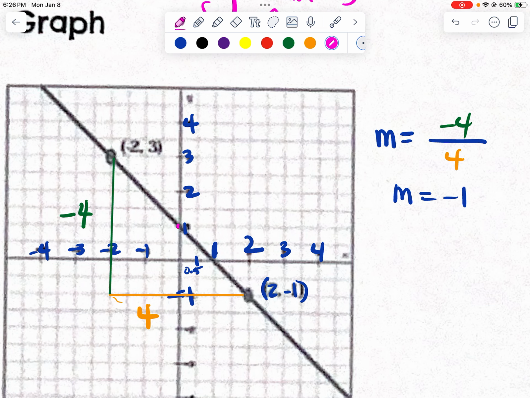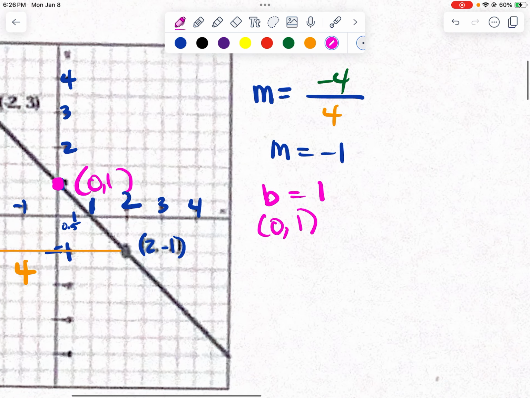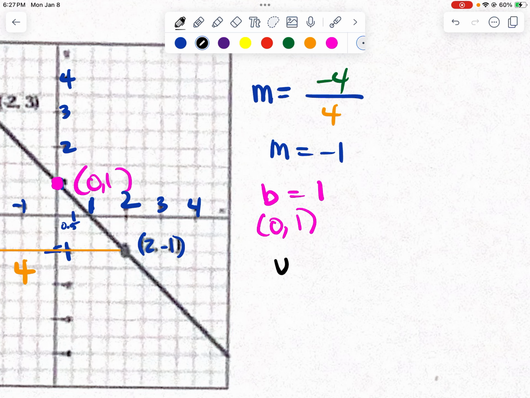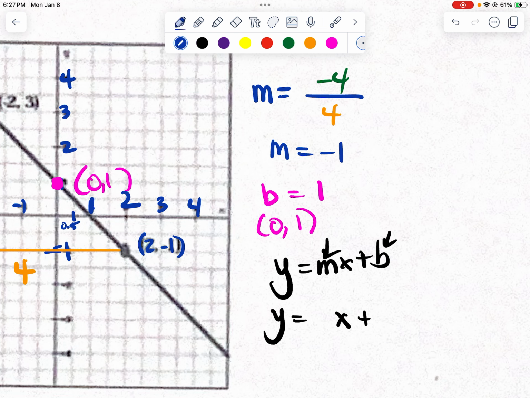My y-intercept is where it hits the y-axis, and that's the point 0, 1. So my b value is 1. I actually prefer you to write it like this, but I will accept either way. Then y equals mx plus b. You're going to replace the m and you're going to replace the b. So now we don't write -1x, we just write -x, and then we're going to replace the b with 1.